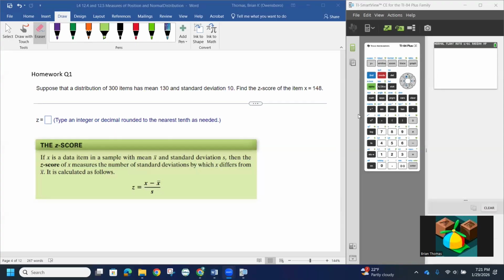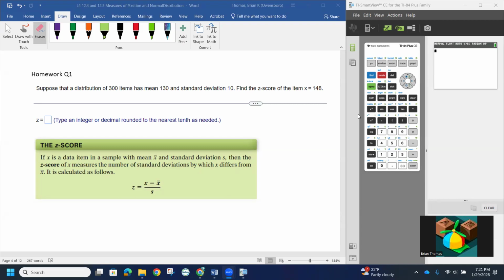So let's move into some of your homework here and see if we can apply some of this to statistics. Suppose that you have a distribution of 300 items, with a mean of 130 and a standard deviation of 10. Find the z-score of the item x equals 148.